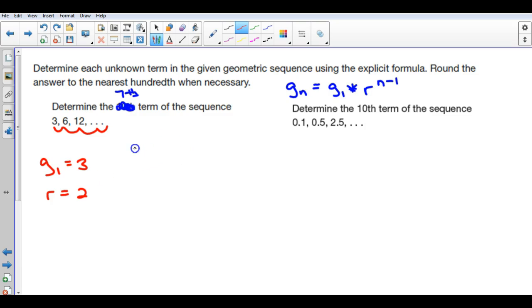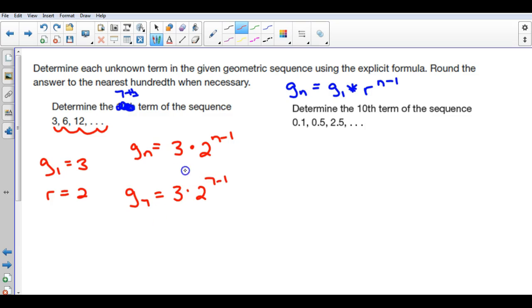So now I can write my explicit formula. So this is working out just like how we did arithmetic sequences. But this is geometric because there's multiplication. So you take 3 times your common ratio to the n minus 1 power. So now that I have that, I'm going to figure out the 7th term. So I'm going to say g sub 7 equals 3 times 2 to the power of 7 minus 1.